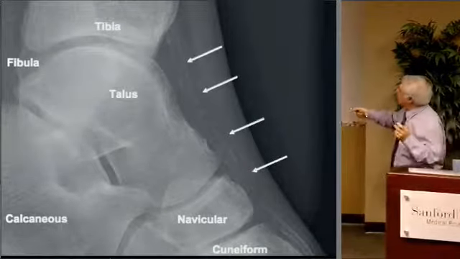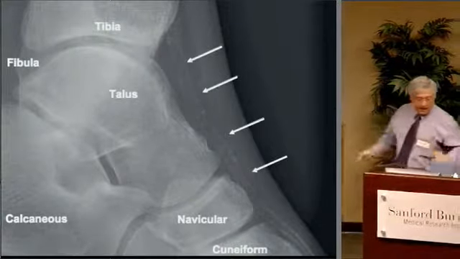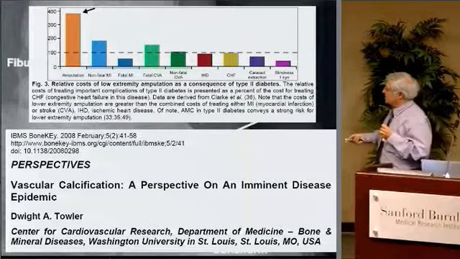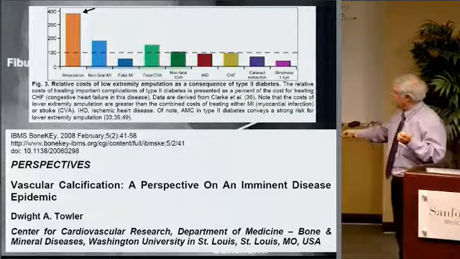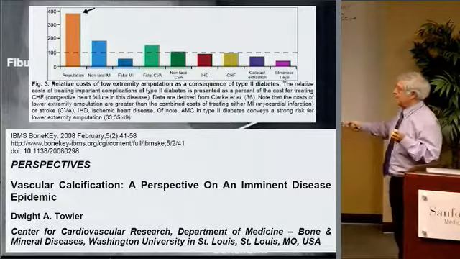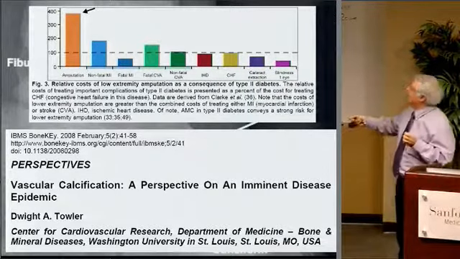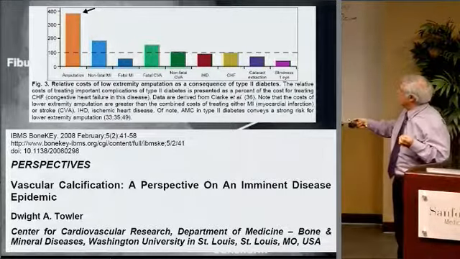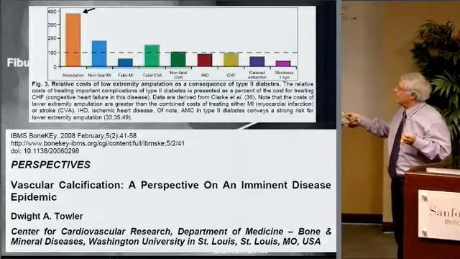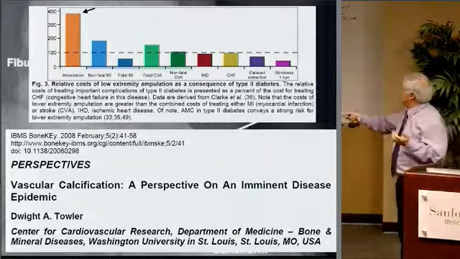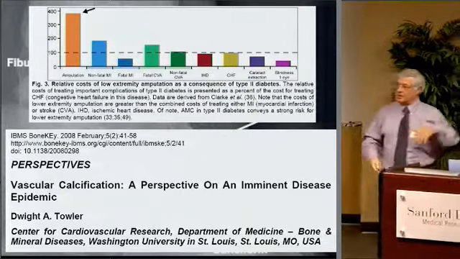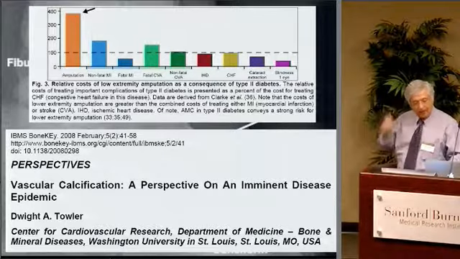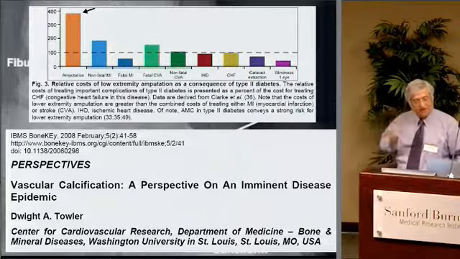Here is one example of a calcified artery in the foot, which was published in this review by Dwight Towler, an expert on vascular calcification. And look at the title of this review of his. It's an imminent disease epidemic, under-recognized by the medical community, that has a tremendous financial impact on our healthcare system because, for example, in type 2 diabetes, the cost of amputations caused by this vascular calcification passes all the other costs associated with other manifestations or other cardiovascular diseases. So this establishes significance. This is a significant problem.